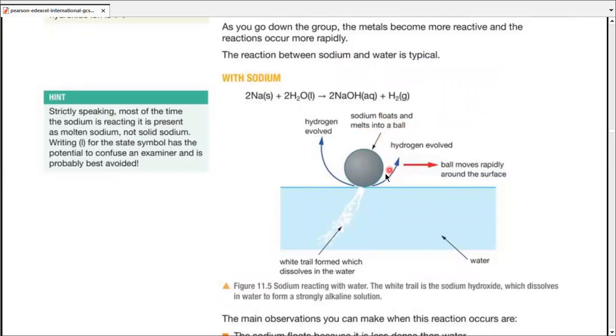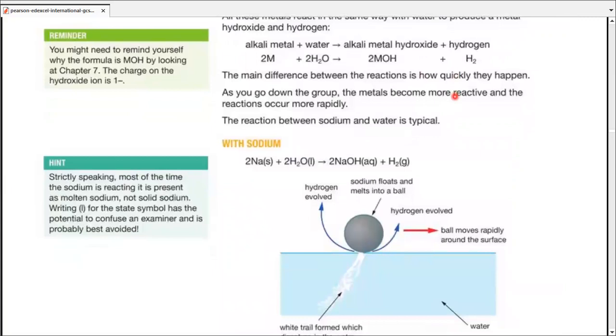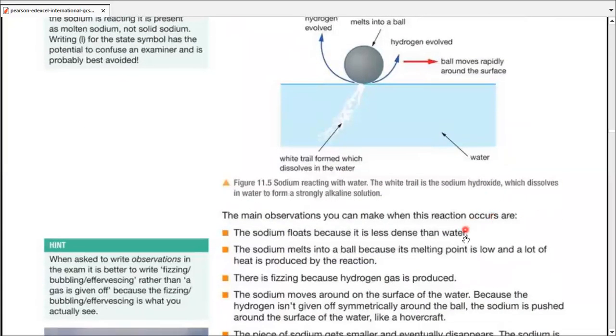Sodium floats and melts into a ball. Hydrogen is evolved from both sides. A white trail is formed when it's dissolved in water. This is because it's producing alkali at the same time. The ball moves rapidly around the surface because of its less density. So we need to understand that most of the time hydrogen is reacting, it is present as molten sodium and not solid sodium. Writing L for the state symbol has the potential to confuse an examiner and is probably best avoided. So we still write it with an S.